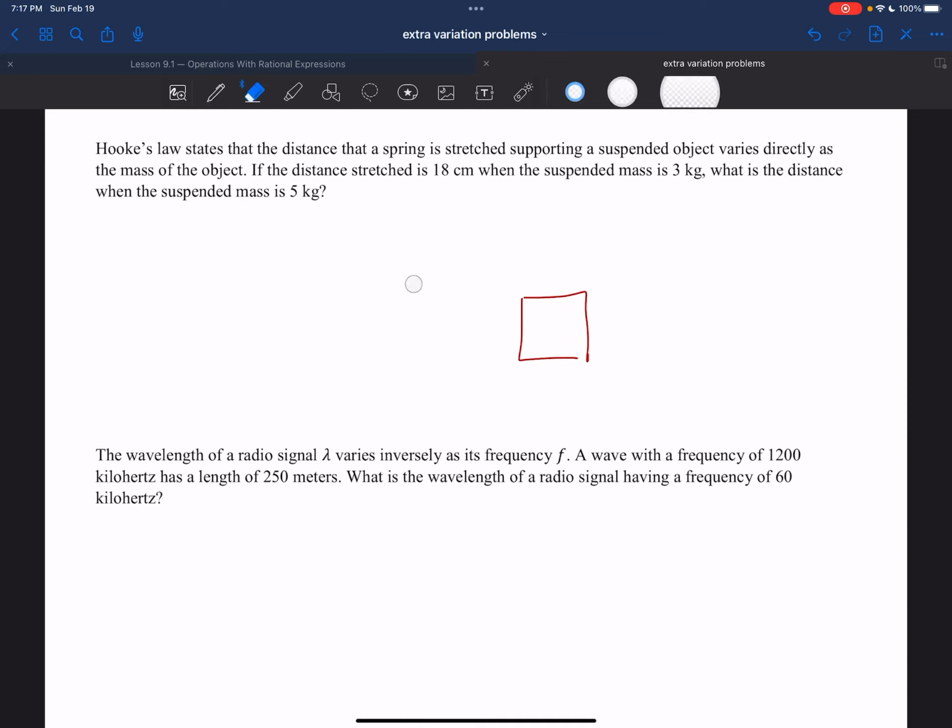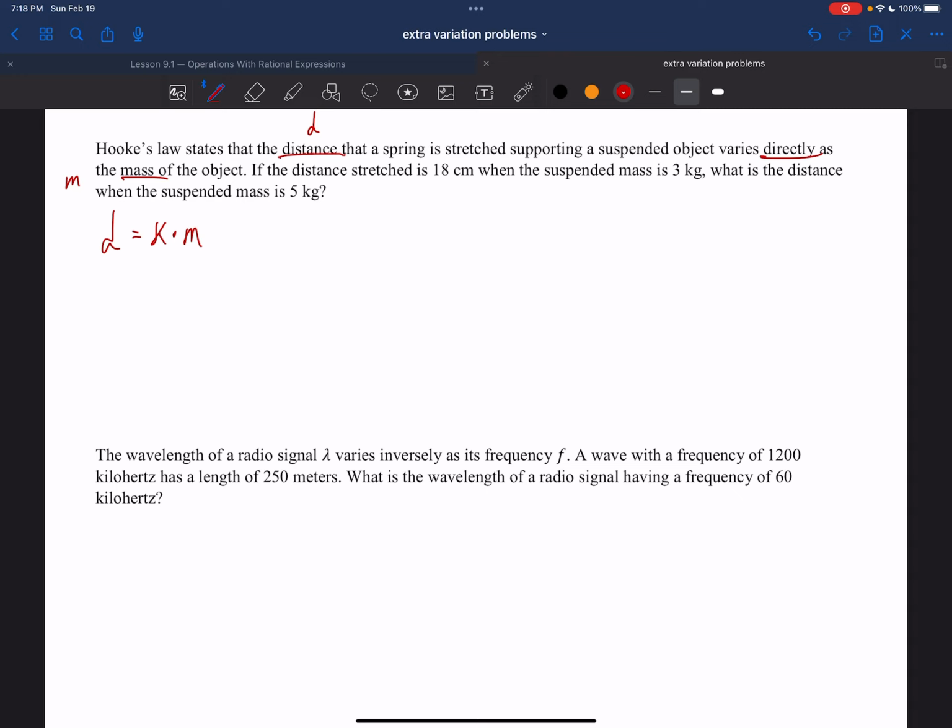All right. So this says direct variation. It says the distance, I'm going to call that D, that a spring is stretched, varies directly as the mass, which I'm going to call M, of the object. So I say D equals some constant K times M. Yeah? Because that's direct variation.